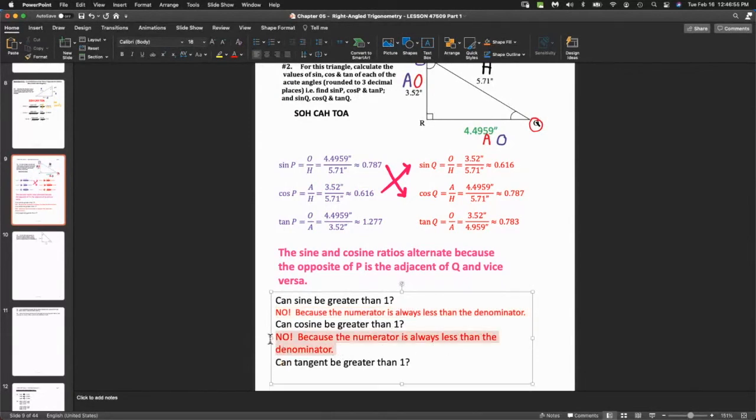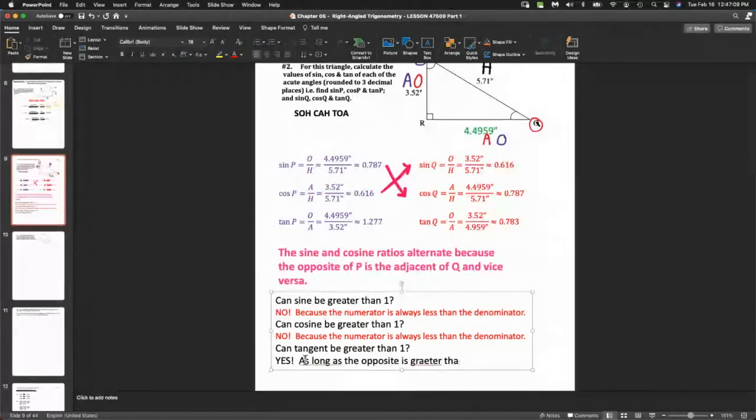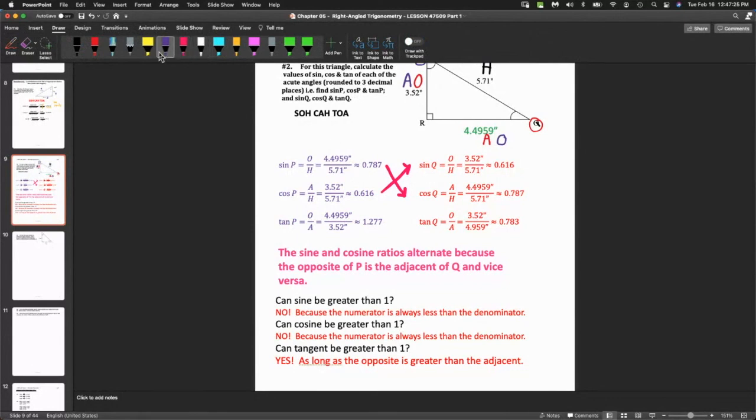The same thing is said for cosine. But for tangent, yes, as long as the opposite is greater than the adjacent. So yeah, there you go. And you can see that right here. For that last one, I'm going to use the numbers on the screen here to just emphasize. So this yes is confirmed right here. See that 1.277? That confirms that.